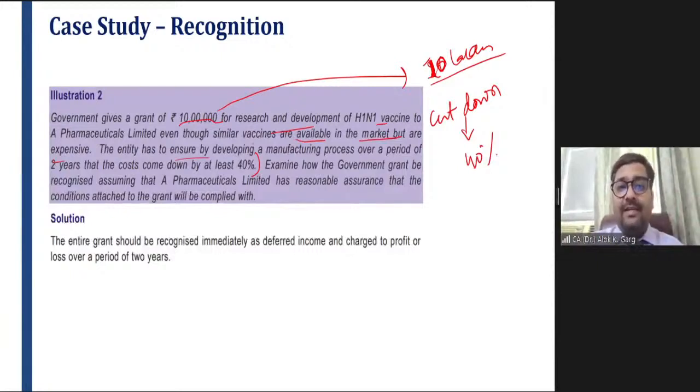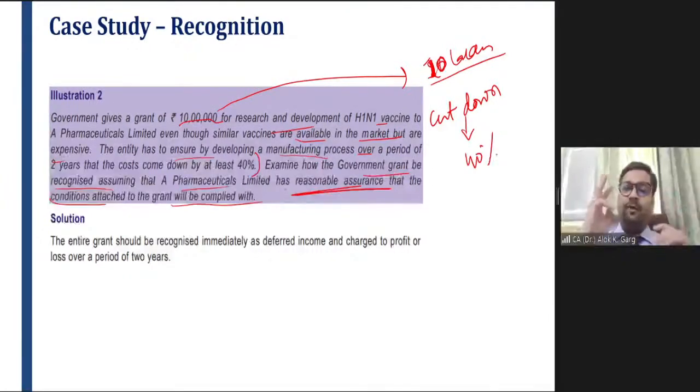So the entity has to ensure by developing a manufacturing process. They have to build a process in 2 years' time so that the cost comes down by 40%. Examine how the government grant be recognized. Assume that A Pharmaceutical Limited has reasonable assurance that the condition attached to the grant will be complied with.